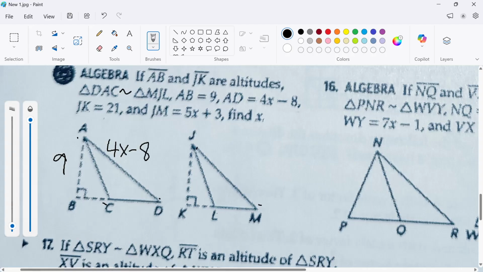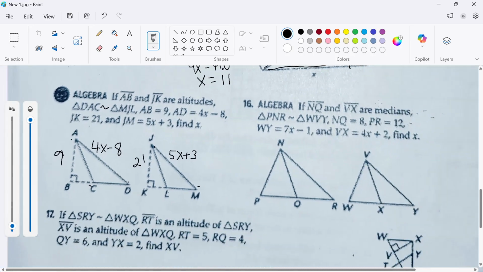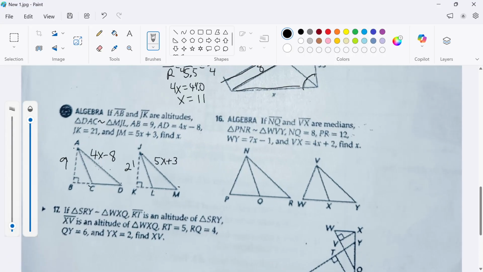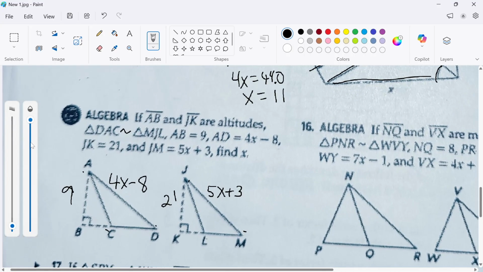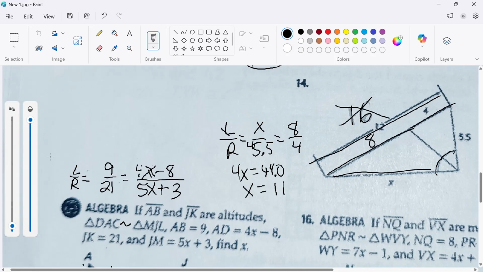They've given me no room to work this out. JK is 21, and JM is 5x plus 3. Find x. Where am I going to work this? I guess I'll work it above. I'm going to do left, right. The ratio of the altitudes, 9 to 21, from left to right, equals the ratio of the corresponding sides, 4x minus 8 to 5x plus 3.